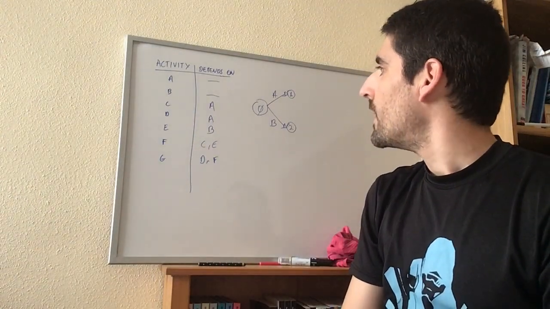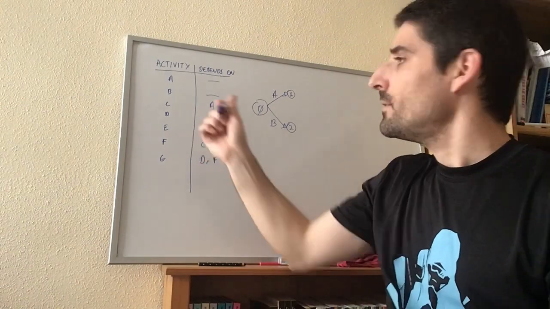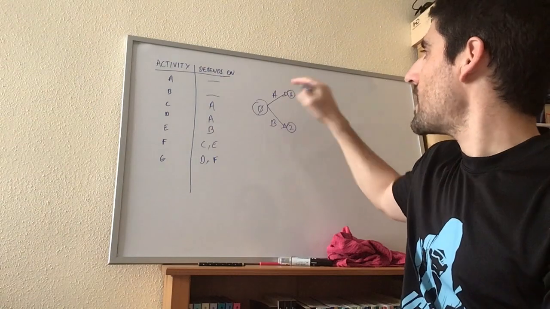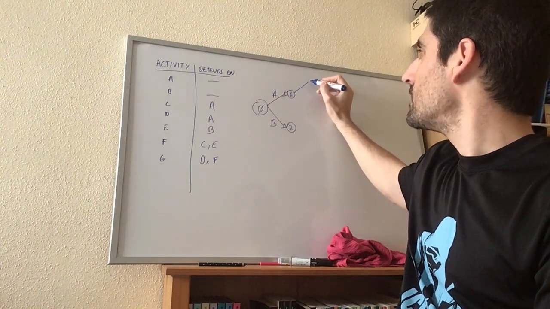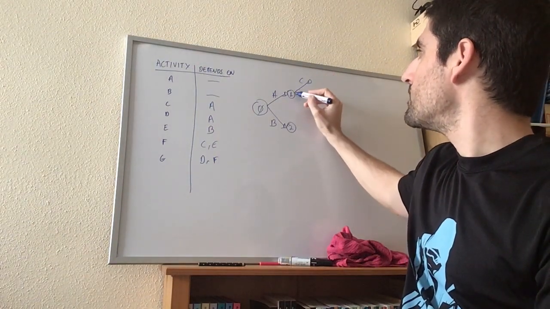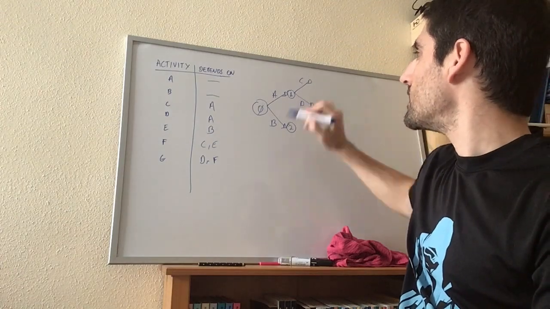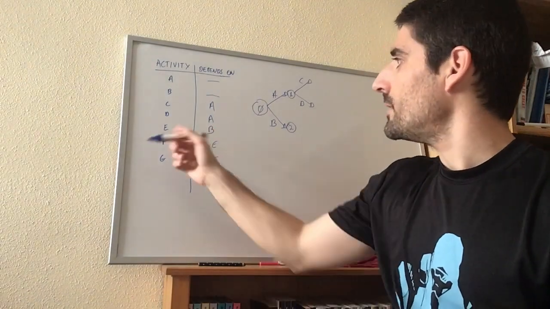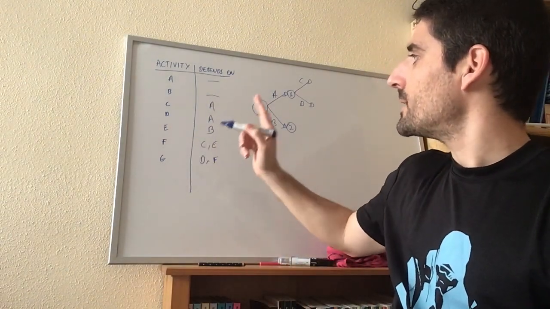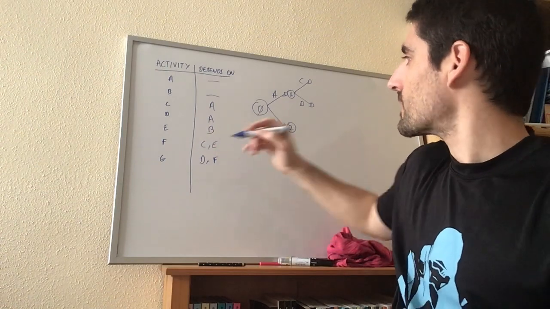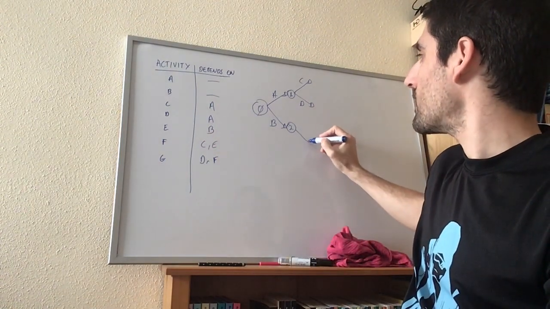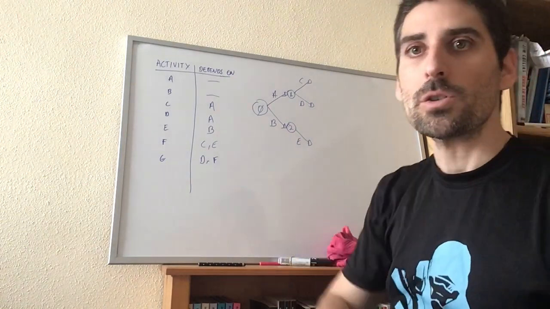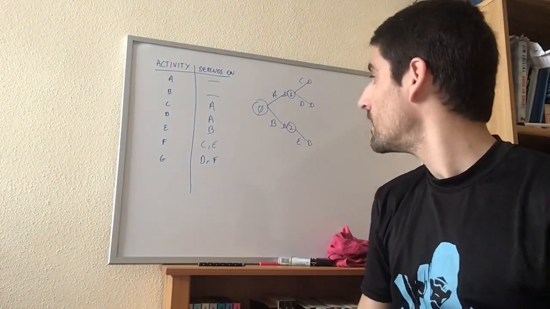Now, activities C and D depend on A. So after I finish A, I can do activity C and activity D. Simple enough. And activity E can begin after I complete activity B. So from here, I'm going to have another arc going, and that's activity E. So hopefully that is clear enough.